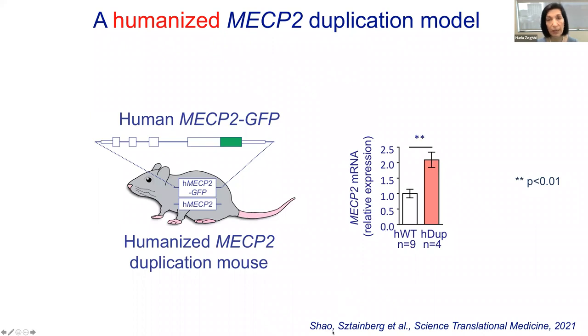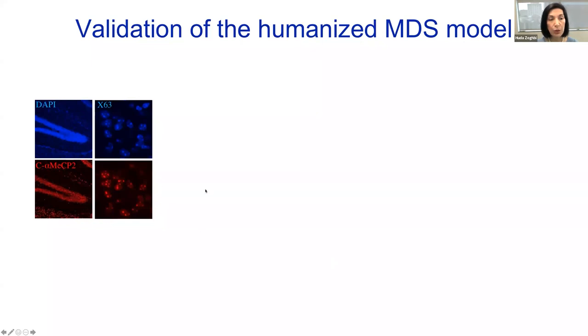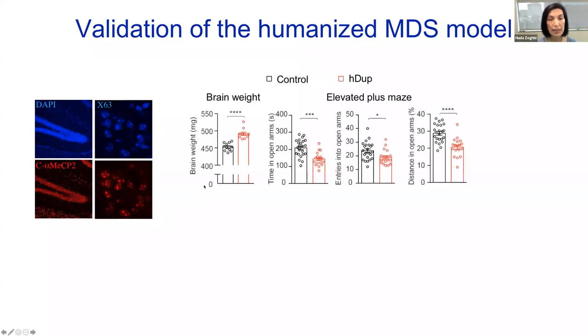And this is work again with Yao Shao and Hezi Steinberg. And just to show you here the data, you'll see that the animals have very similar features to the original duplication mice. You know, in Rett, the brain is small. In duplication, it's slightly increased. So the brain weight you see here is slightly increased in these mice. These are mice that have a little bit more anxiety. So you'll see them here. They don't like to be in the open arms. The open space makes them anxious.